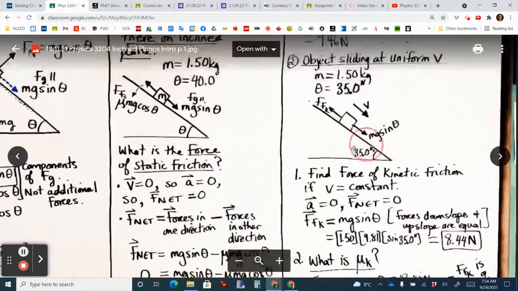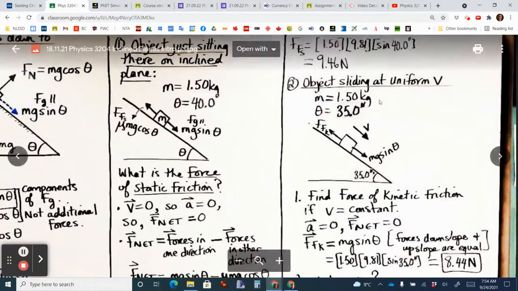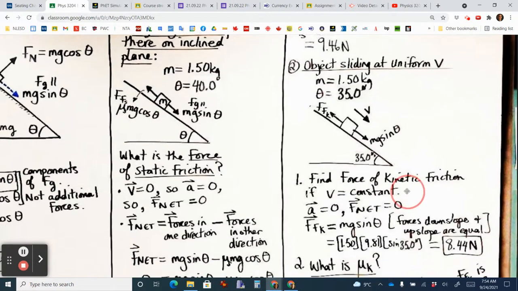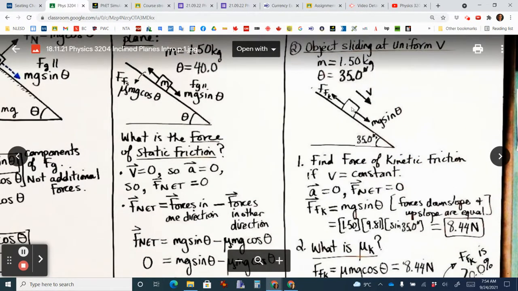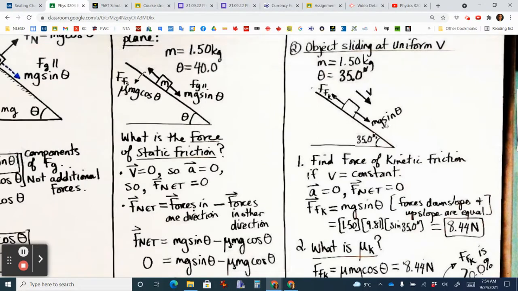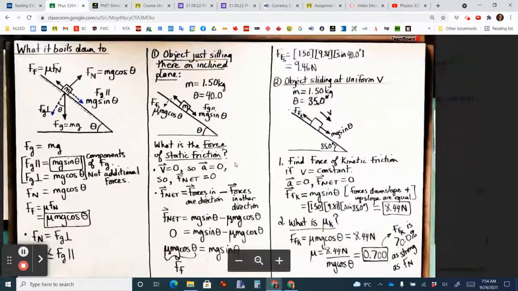And then the other thing to do is to get the object sliding at uniform motion. And when you do that, the force of kinetic friction acting upslope and the component of gravity acting downslope will be equal to each other. And you can let those two things equal each other, and you can solve for the only unknown, which would be your coefficient of kinetic friction.